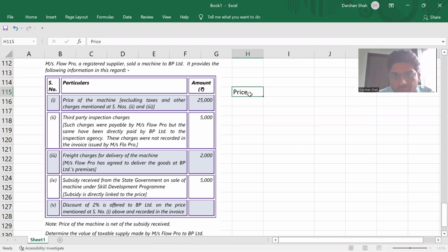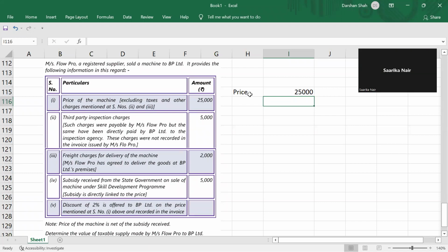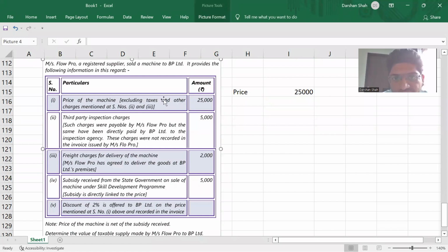So I will have to start with price. Obviously, price is 25,000. No problem. Now, guys, pay attention. What if this price was inclusive of GST at 18%? Then to exclude the tax, you will do 25,000 into 100 by 118. Yes, sir. Okay. In this case it is excluding taxes, but I'm just saying if it was including taxes, then.